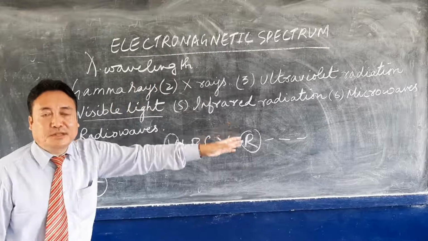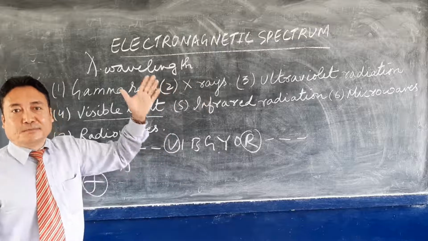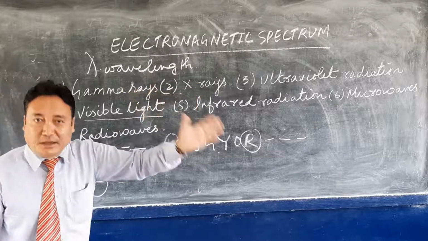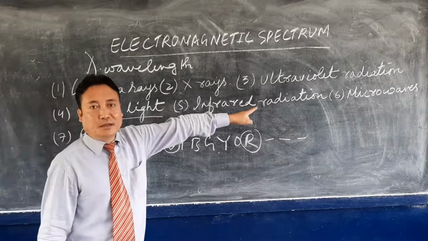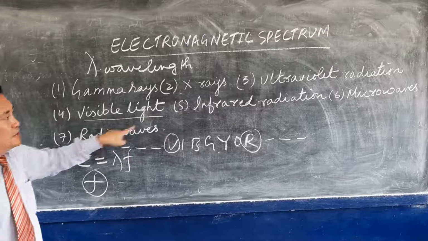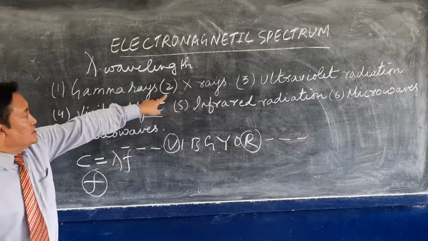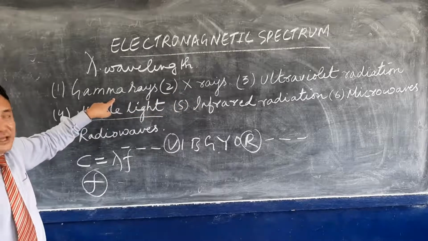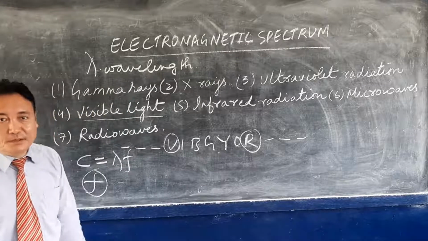Depending upon the question, write the electromagnetic spectrum in increasing wavelength. Sometimes the question will come. So increasing wavelength means you write this one. For increasing frequency, you start writing from the radio waves: first radio waves, microwaves, infrared radiation, visible light, ultraviolet radiation, X-rays and the gamma rays. So all these are considered as the electromagnetic spectrum.